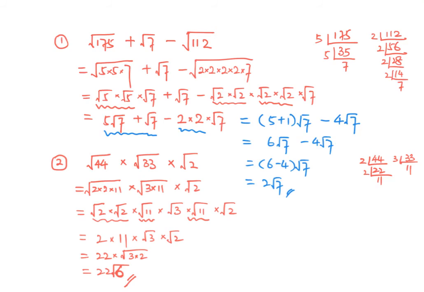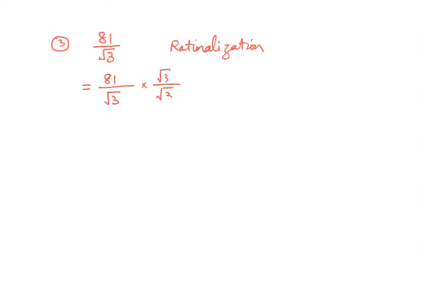Now let's see how to do rationalization, which is to simplify 81 over square root of 3. Okay, rationalization. Let's go back to the first one. The last one, how to do rationalization here. We just multiply the numerator and denominator by square root 3 over square root 3.